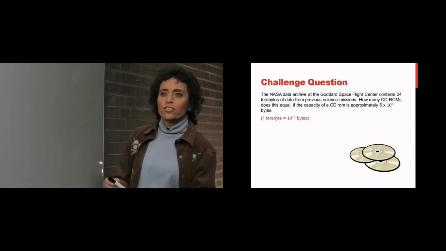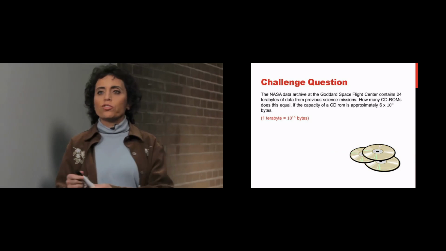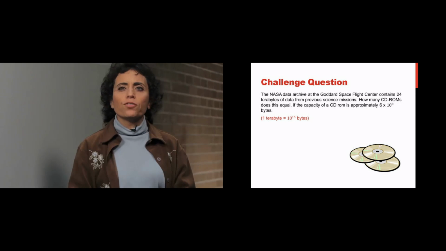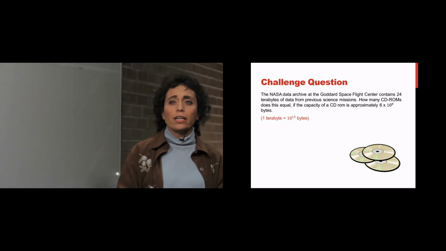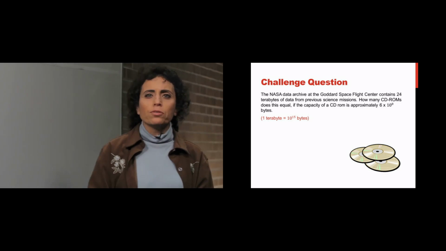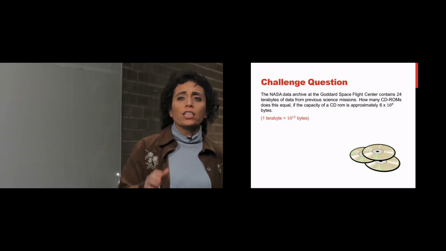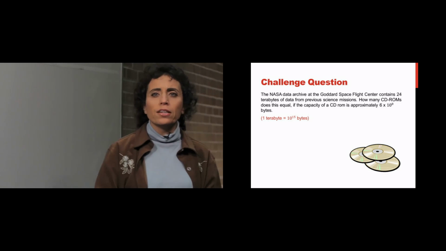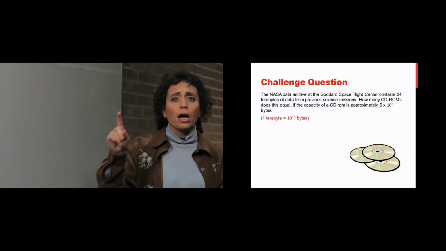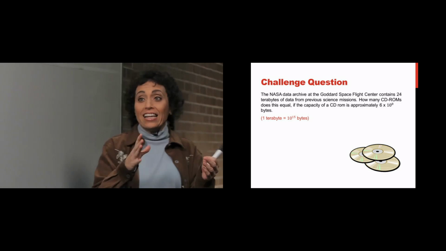All right, let's take a look at lesson 4. All right, let's visit the challenge question for a minute. It says, the NASA data archive at the Goddard Space Flight Center contains 24 terabytes of data from previous science missions. How many CD-ROMs does this equal? If the capacity of a CD-ROM is approximately 6 times 10 to the 8th bytes, and 1 terabyte is 10 to the 15 bytes. Okay, now listen.